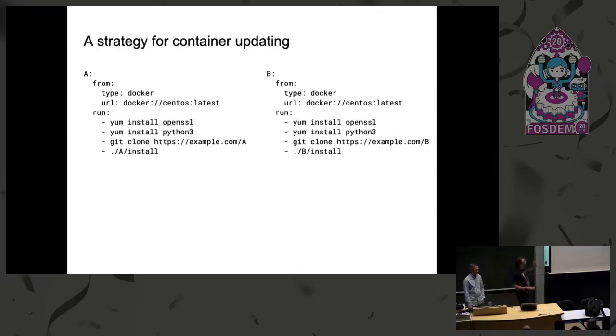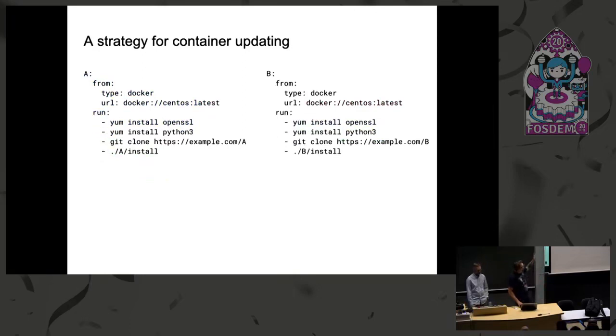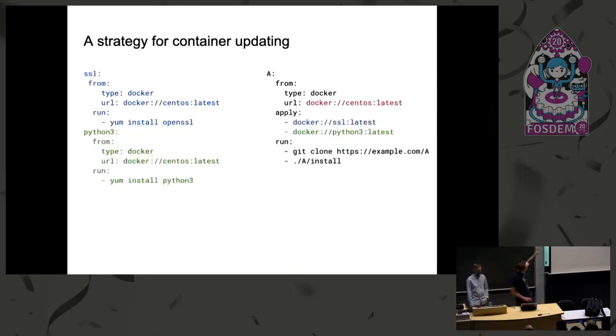So if we're trying to do a strategy for container updates, you might have two Dockerfiles. They're two different applications, so they both require OpenSSL and Python. You clone one of them, you clone the other one, then you run their install scripts, and now you've generated a container. And if you're just strawmanning a different way to do this, you might do it like this. You have two different layers that you're describing. One is we start from a CentOS and we add SSL. The other one is we start from a CentOS and we add Python. And then on this side for the application install, you might say start from CentOS, grab this SSL, grab this Python, and then install my application.